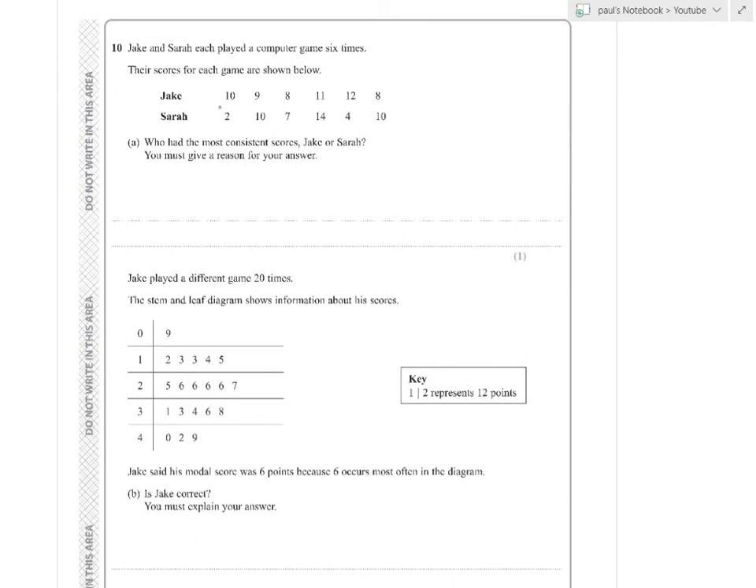John and Sarah played a computer game 6 times. Which are the most consistent? Consistent is to do with range. So Jake's range is 12 minus 8, which equals 4. Sarah's range is 14 minus 2, which equals 10. So the most consistent there is Jake.